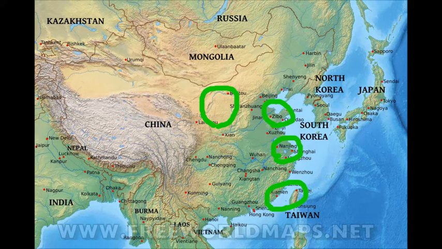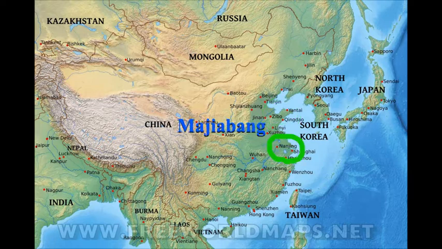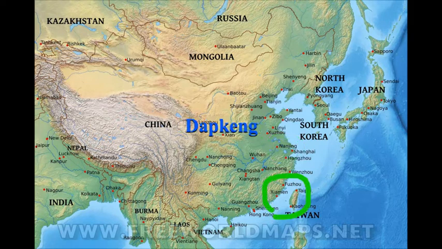Some of these civilizations were the Yangshao culture, located in the middle plain of the Yellow River, then the Dapenkeng culture, located in Shandong, then the Majiabang culture, located in the lower Yangzi River near the coast, and then the Dapenkeng culture, located in the southeast coast of China and Taiwan.